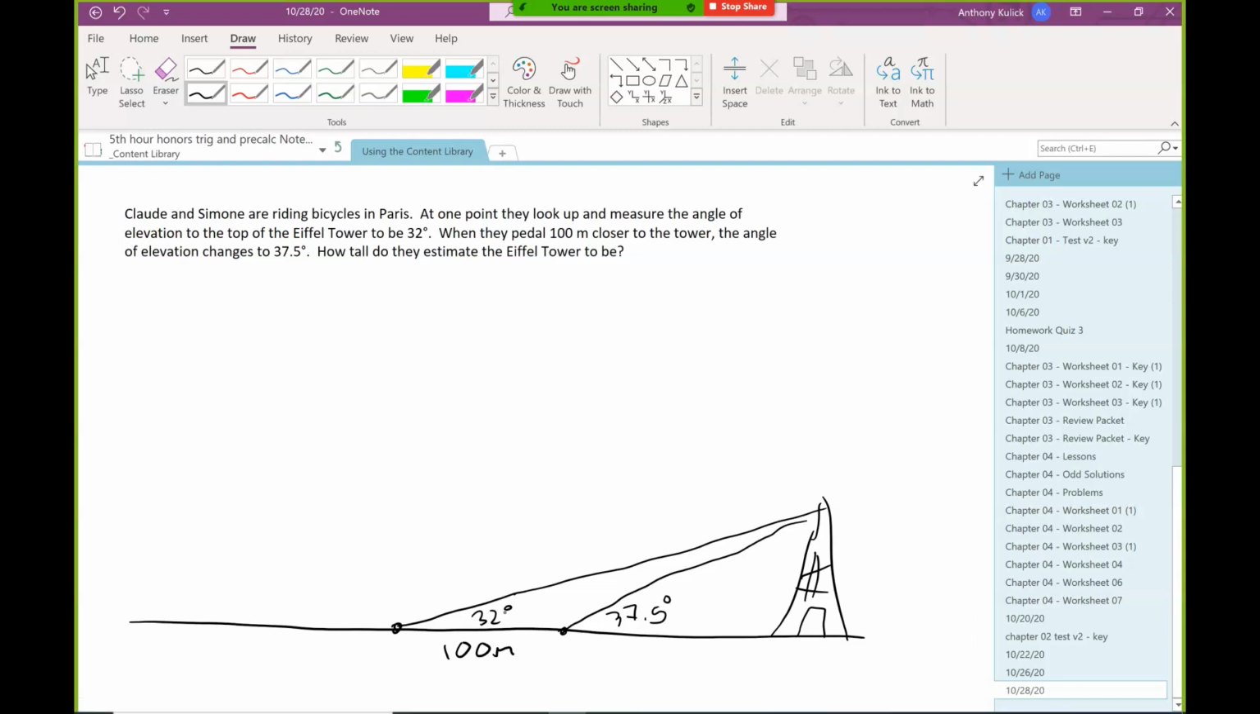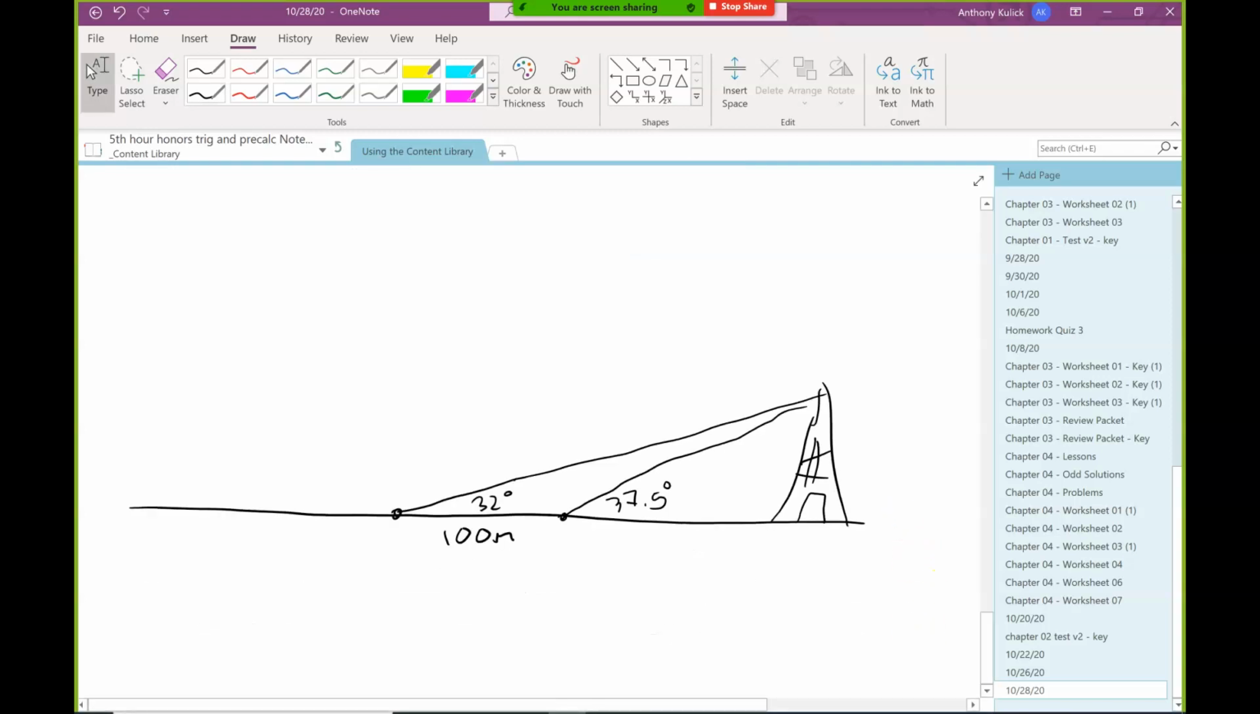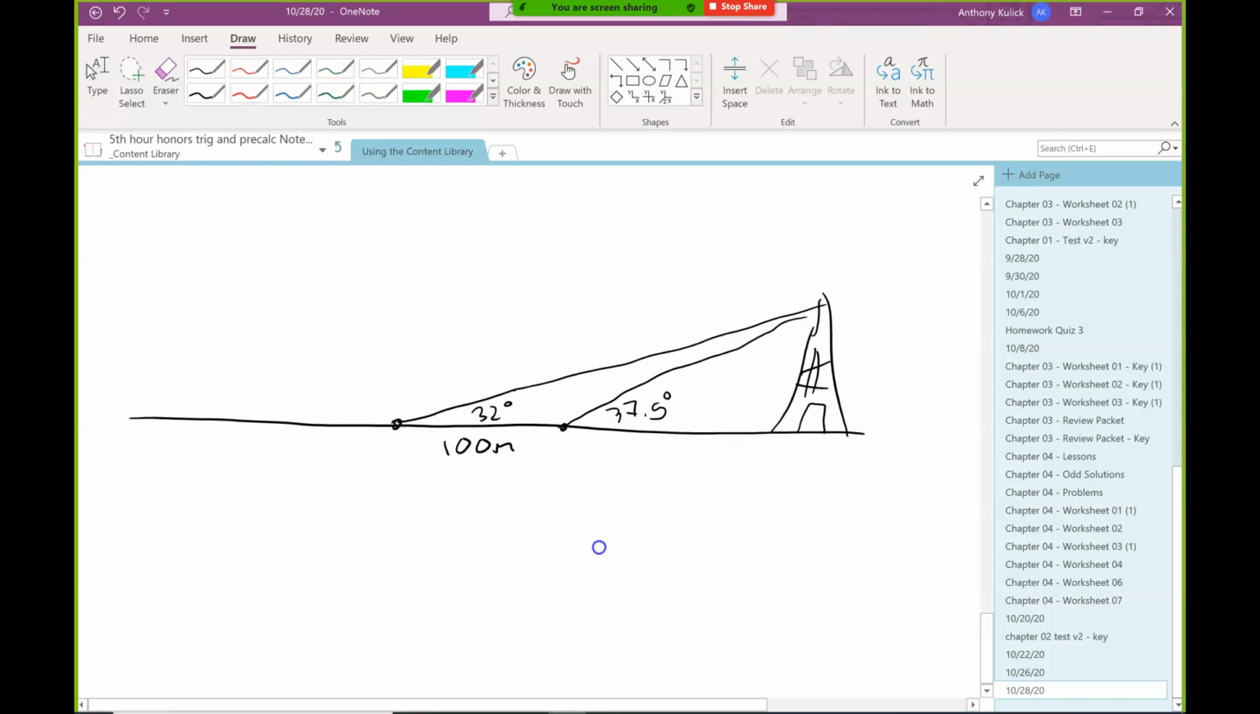Do you guys buy that? I think that describes what happened in the words pretty well. So when you look at this picture, how many right triangles do you guys see? Hopefully you should see 2, right?